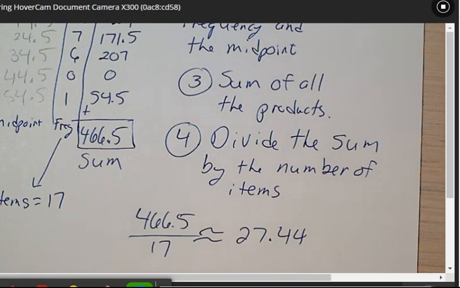Okay, oh, now the other thing they may ask you to do for this one, if this is 27.44, they may ask you, okay, what interval then would have the mean? So 27.44, that would fall somewhere in the 20s, so then the interval where the mean is located would then be that 20 through 29, basically in that 20 range.